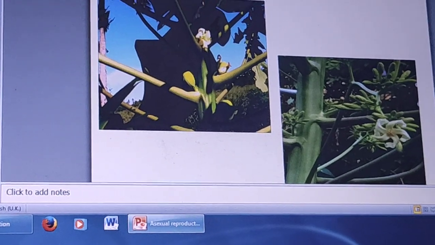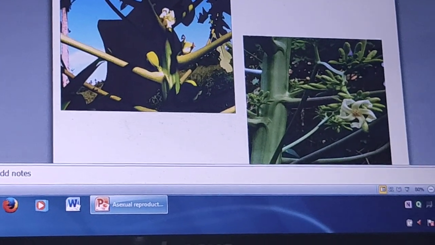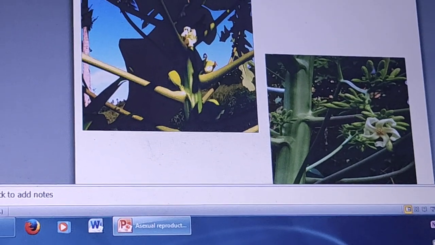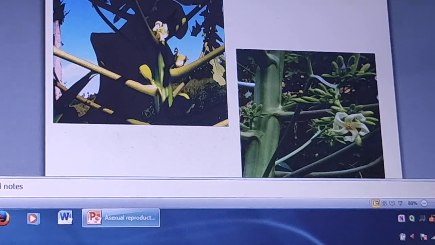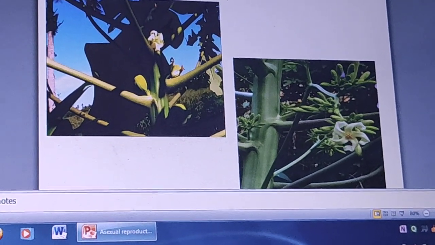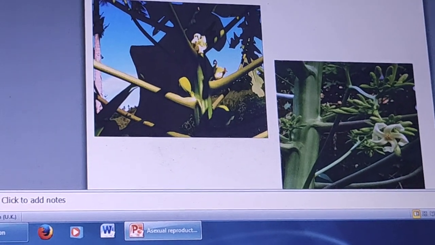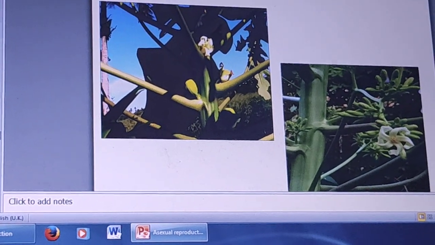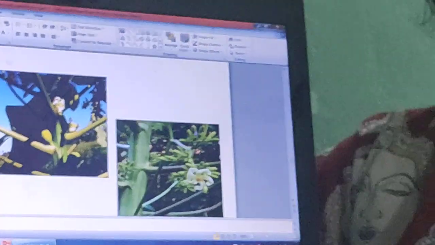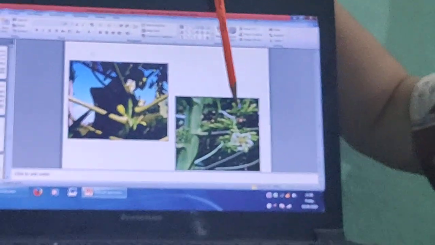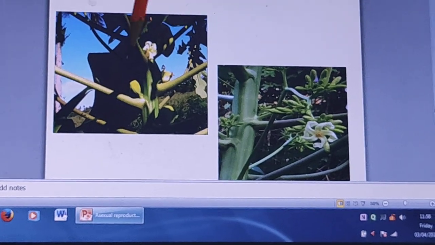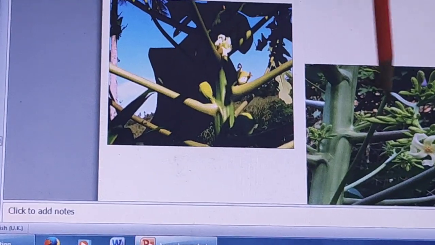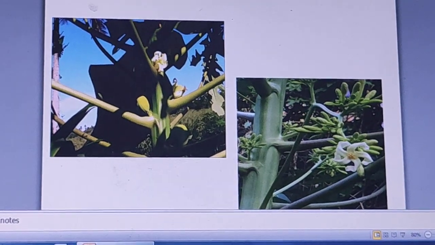If we talk about the first case of a bisexual flower, the pollination takes place in the same flower, that is known as self-pollination. Remember, note down, pollination in a bisexual flower is known as self-pollination because it takes place in the same flower. In the case of the papaya plant, the pollination takes place between two plants. So this is known as cross pollination.